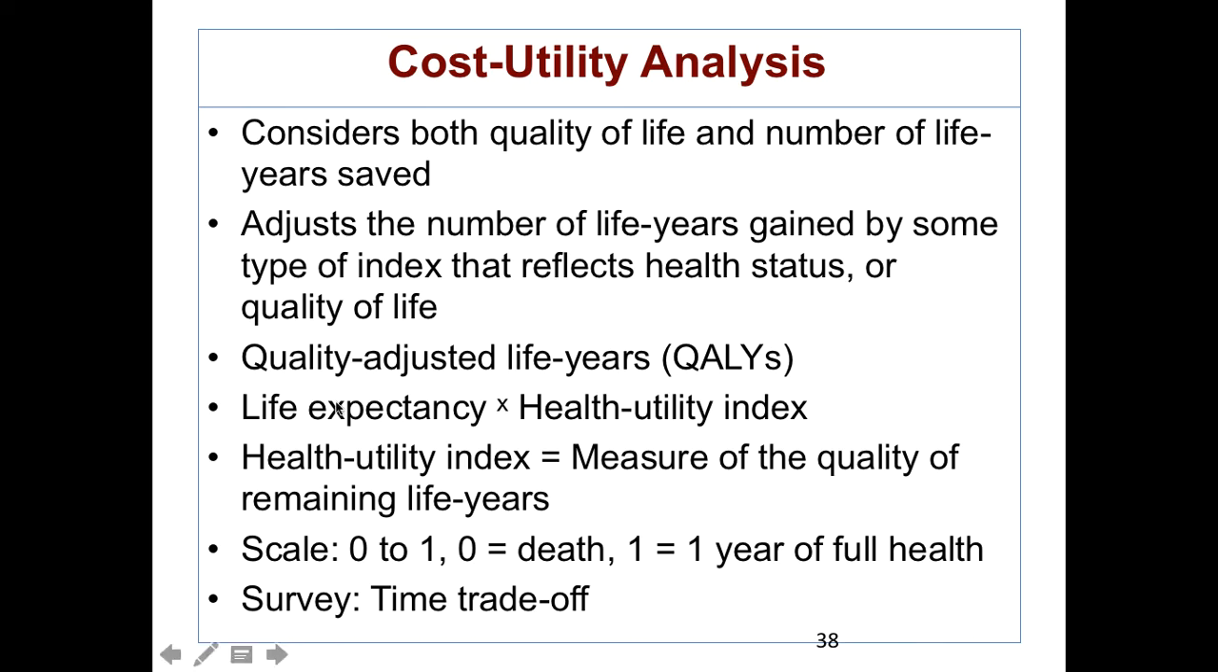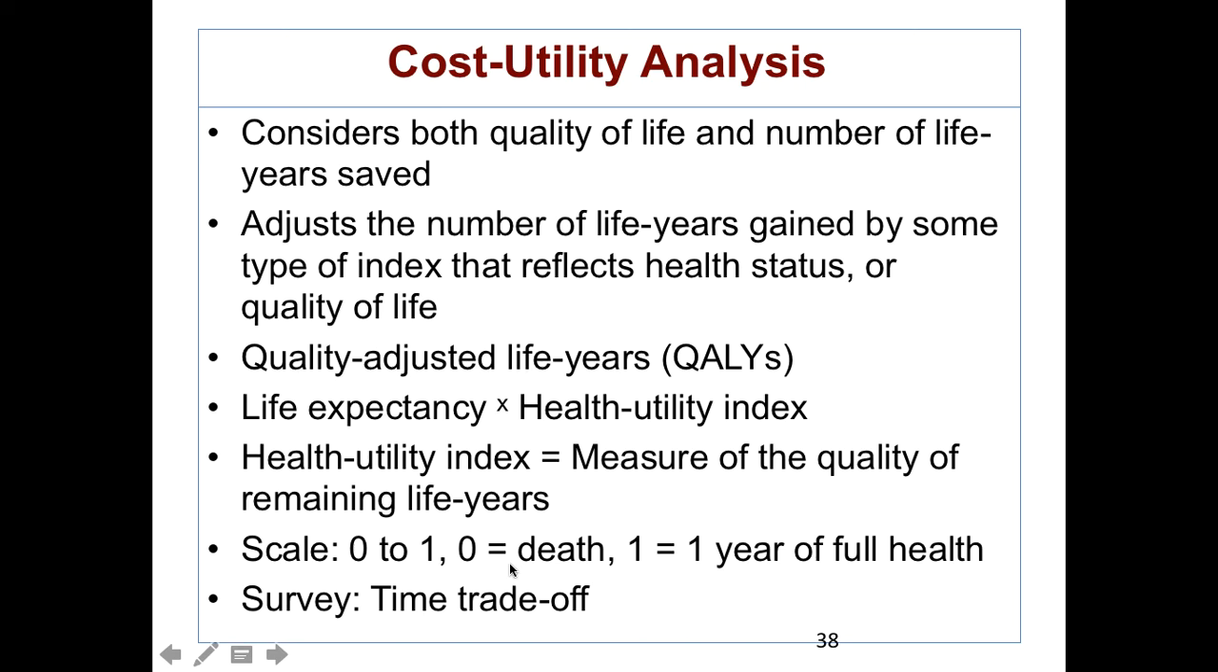So it's the life expectancy multiplied by the health utility index. What does it mean? It means that when they are surveying the patients, they survey the patient at the baseline and give a scale of 0 to, for example, 1, where 0 is the status of death and 1 is one year of full health, and say: tell us what is the current condition of your health.